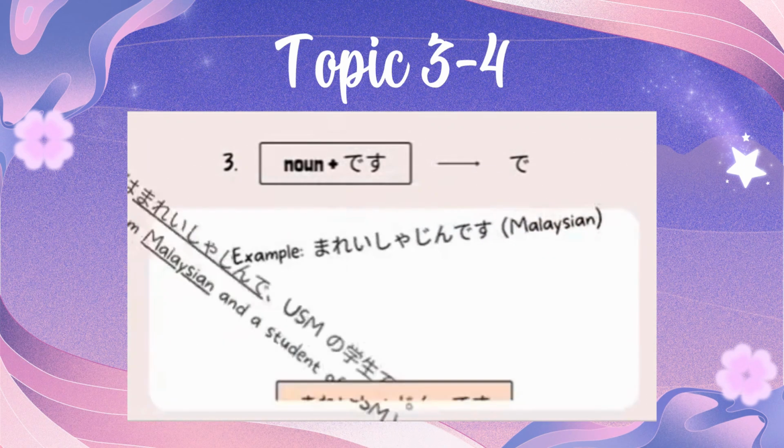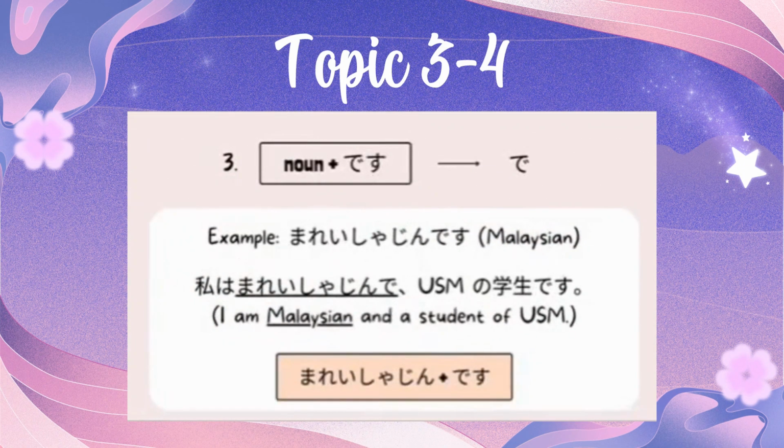For the last one is a noun plus desu. The te form of a noun plus desu sequence is formed by adding de to the noun. Let's see the example. If you want to tell people about your nationality and you are a student of USM, you can say, Watashi wa Malaysian de USM no gakusei desu. You can see that Malaysian is a noun.